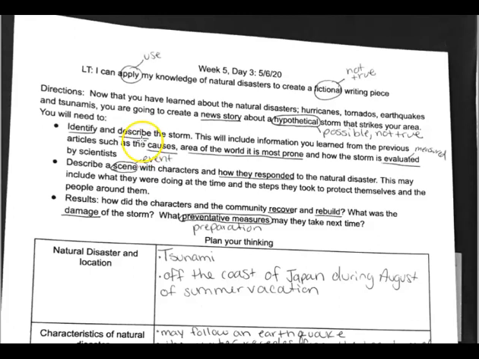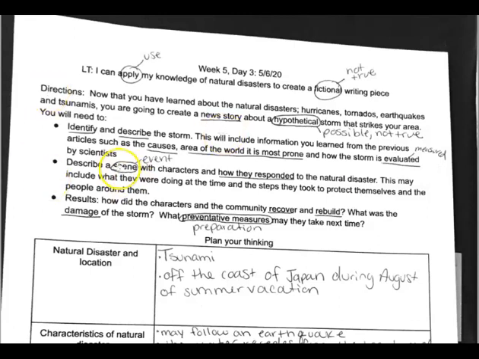Identify and describe. So we're not just saying which natural disaster, we're describing the storm as well. Kind of painting that picture: the causes, area around the world it is most prone to, and how the storm is evaluated. And again, evaluated is measured. So this is the different scales that are used, the different categories that they may fall into.